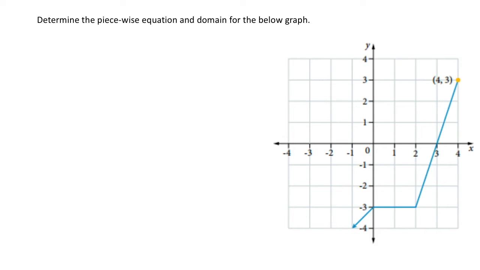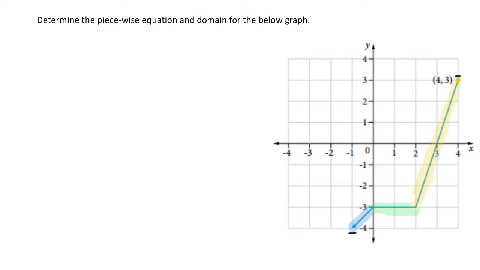Having a look at the graph that is provided to us, we can see that there are three sections. We have our first section, then our second section, which is a horizontal straight line, and then the third section, which finishes at (4, 3). On the first section, there's an arrow pointing beyond the graph, but on the third section, there's no arrow. That means we have a definite endpoint, but no definite start point. That is going to be important when we look at our domains.